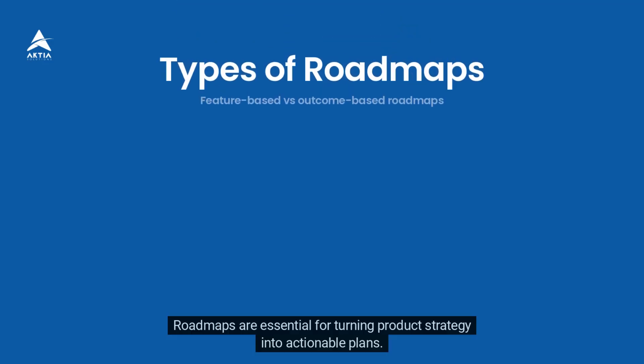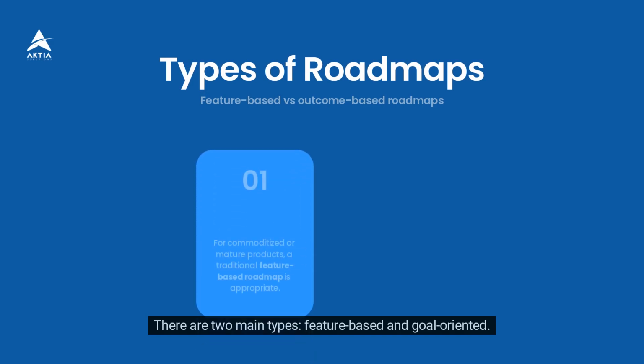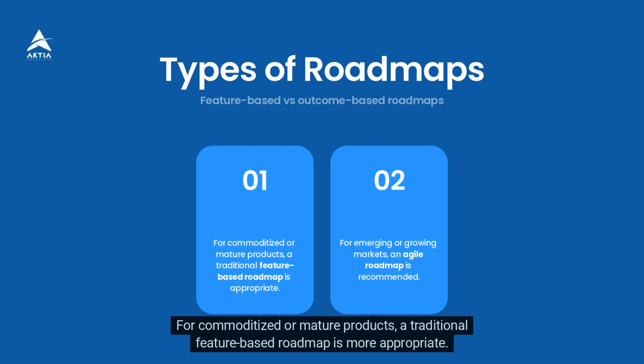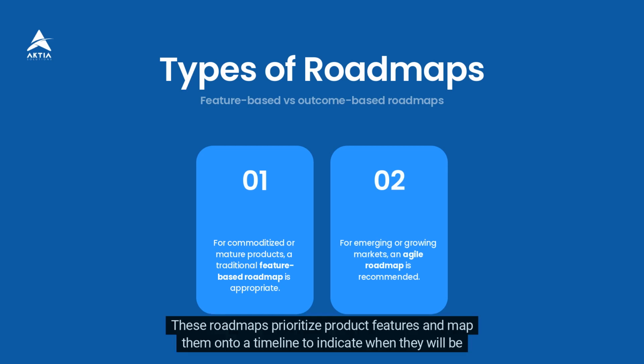Roadmaps are essential for turning product strategy into actionable plans. There are two main types: feature-based and goal-oriented. For commoditized or mature products, a traditional feature-based roadmap is more appropriate. These roadmaps prioritize product features and map them onto a timeline to indicate when they will be released.